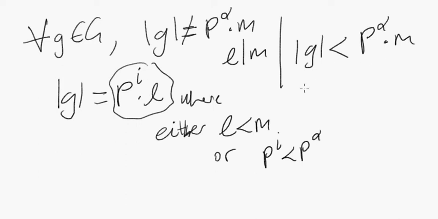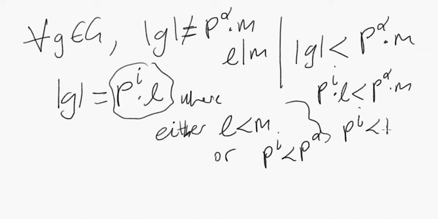we're saying that P to the I times L has to be less than P to the alpha times M. If P to the I times L is less than P to the alpha times M, we're saying that either P to the I is less than P to the alpha, or L is less than M, okay? One of the two, or perhaps even both of them. So this is something perhaps before we're not able to deduce. Will this be of value to us? We're not sure.